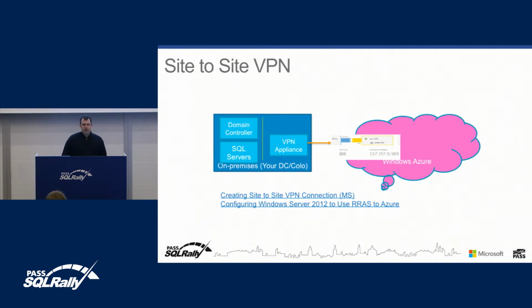And then in Azure, you're going to have this concept of a virtual network. So all your assets are going to be within a virtual network. Once your assets are in a virtual network, they can talk to each other. You create a gateway for your virtual network. That gives you a public IP address. You connect your VPN appliance to that, and then boom, Azure is an extension of your data center.